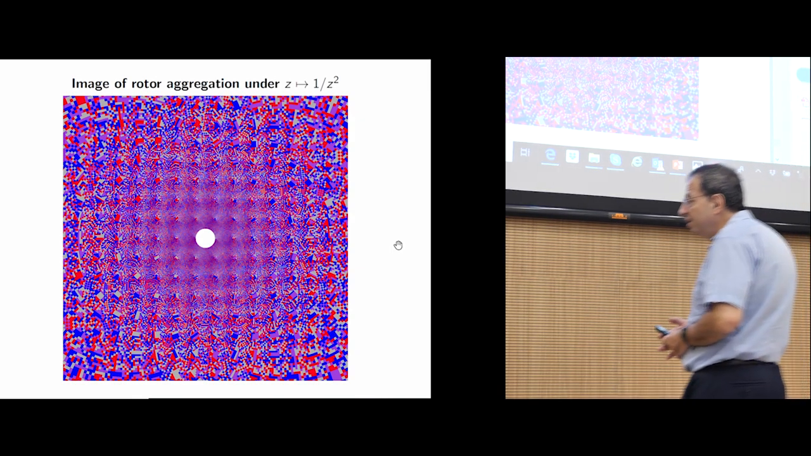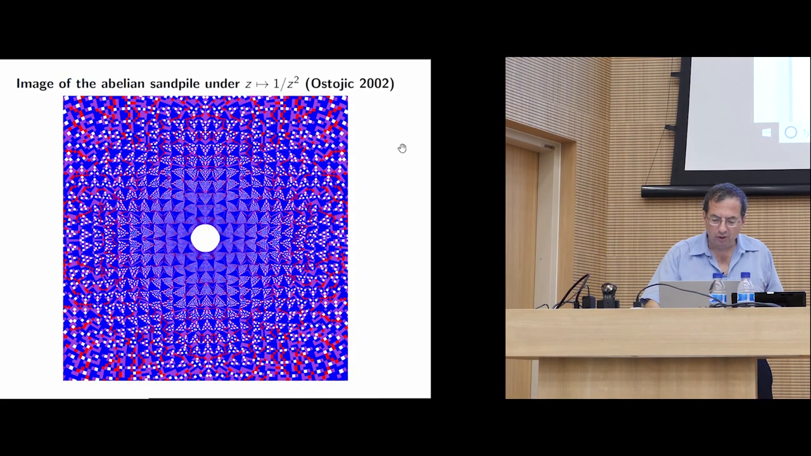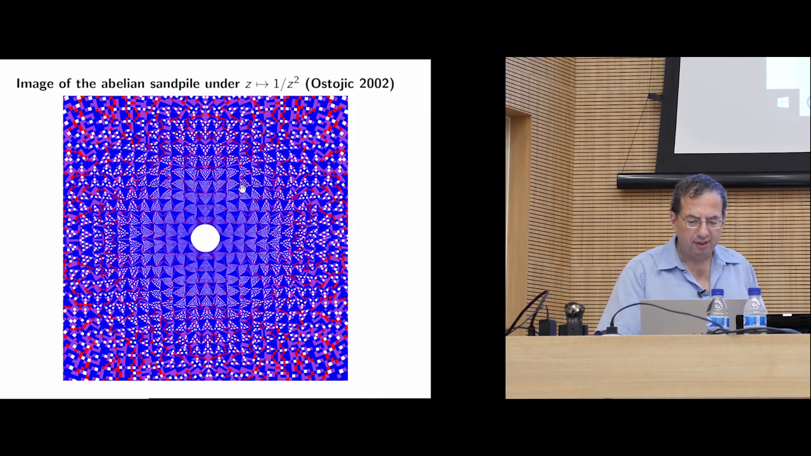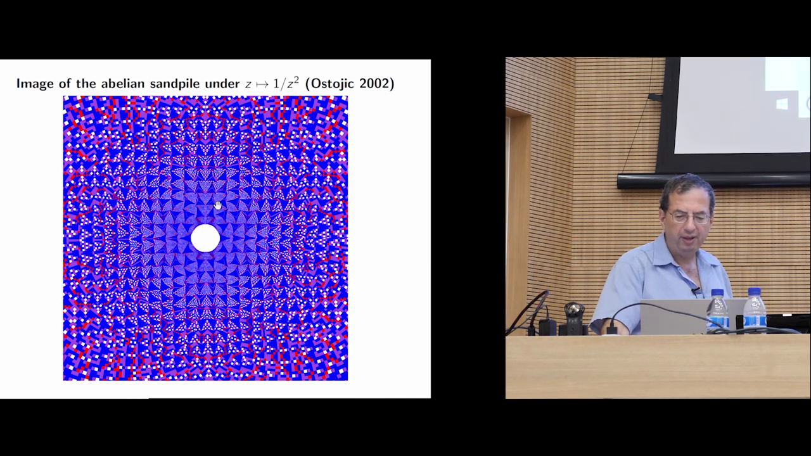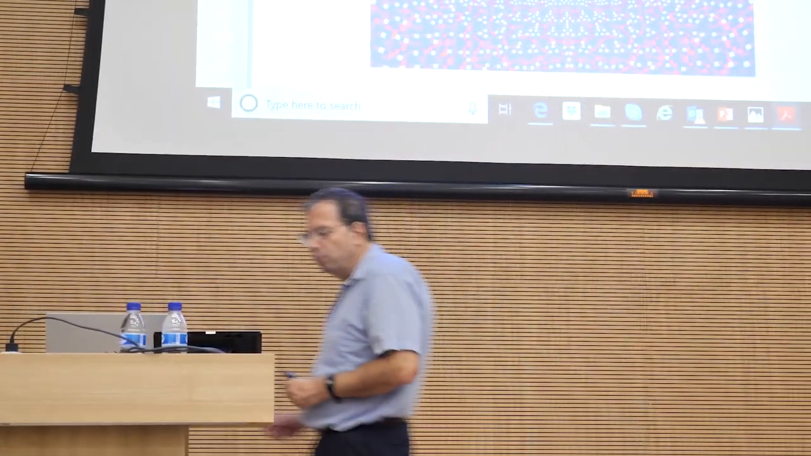You can see that. And although the sand pile doesn't lead to a circle, it looks somewhat different, we have the same property as discovered by Ostojic, that when you apply this complex transformation, z goes to 1 over z squared, you get a lattice pattern. Although the colors here mean something completely different. Remember, in the rotor, the colors meant the direction of the arrow. In the sand pile, the colors mean the number of chips at every site. Yet the same map is playing a crucial role in both these examples.